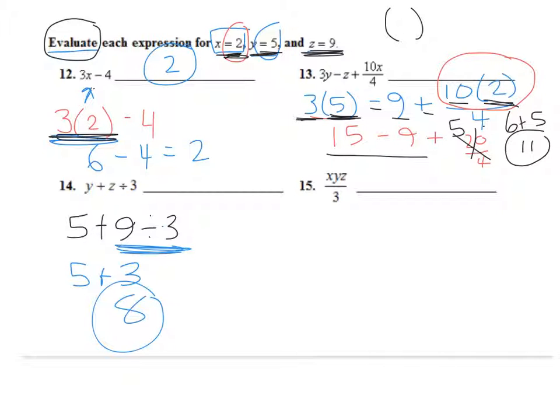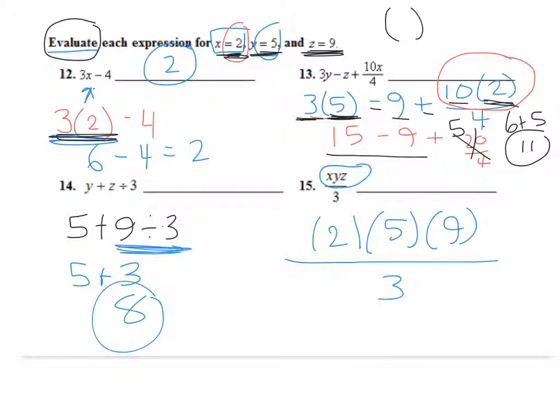In number 15, XYZ means I need to plug in 2, 5, and 9 on the top, all over 3. So this is the same thing as 2 times 5 times 9. So 2 times 5 is 10, 10 times 9 is 90, 90 divided by 3 is 3. So the answer is 3.